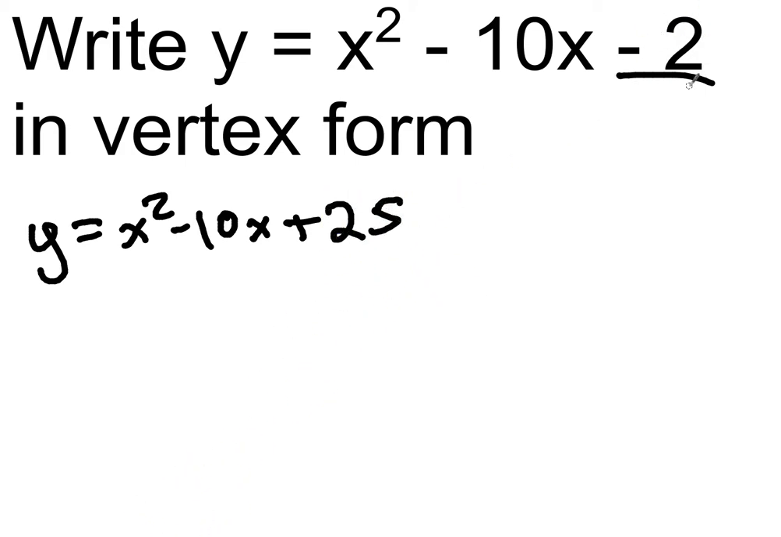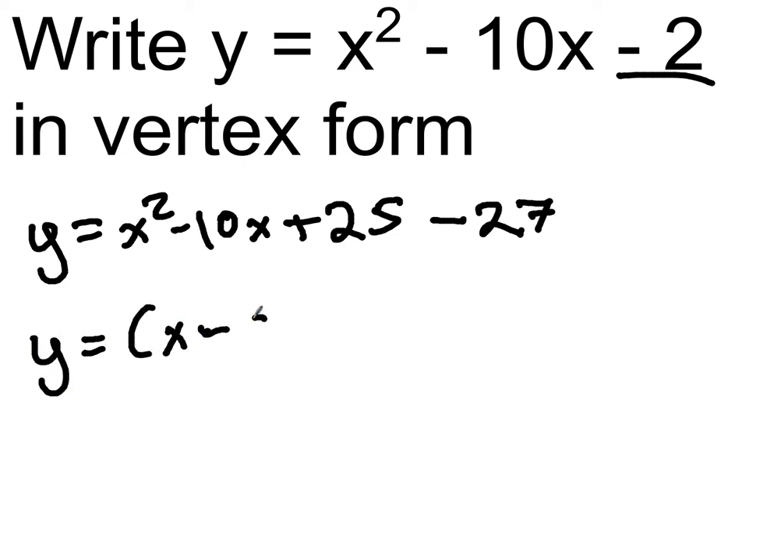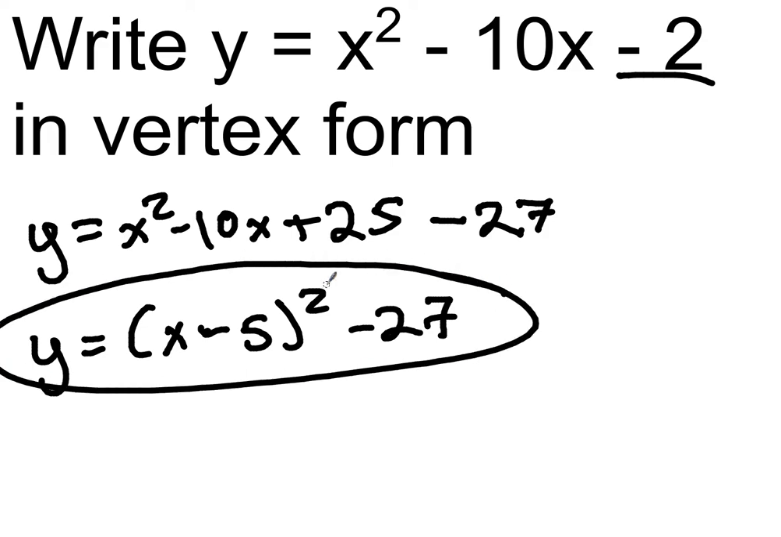Okay, but this wasn't 25, it was negative 2. So in order to keep this the exact same, I need to get from 25 to negative 2. And the way I do that is I subtract off 27. 25 minus 27 gives me negative 2. That's fine, it works. So these two problems are now identical, they're just written differently. And now I can rewrite this as x minus 5 squared minus 27. It's rewritten in vertex form, which is really nice.